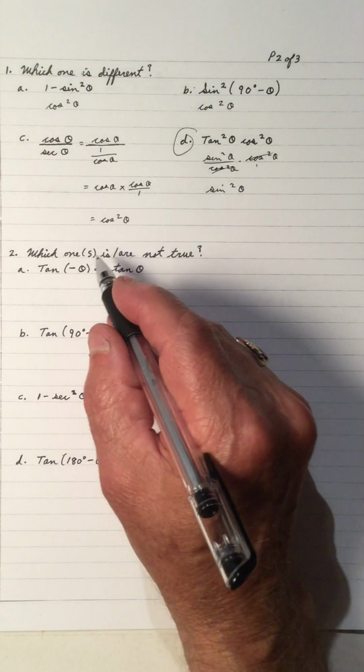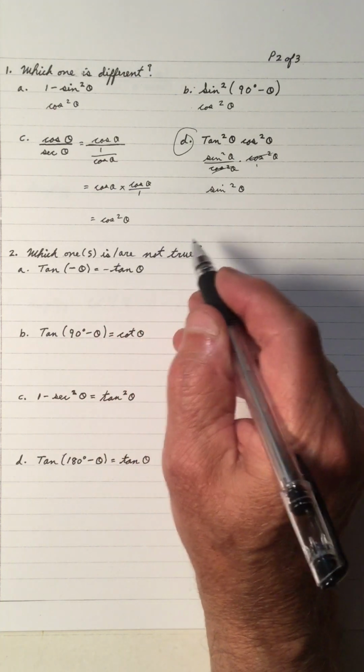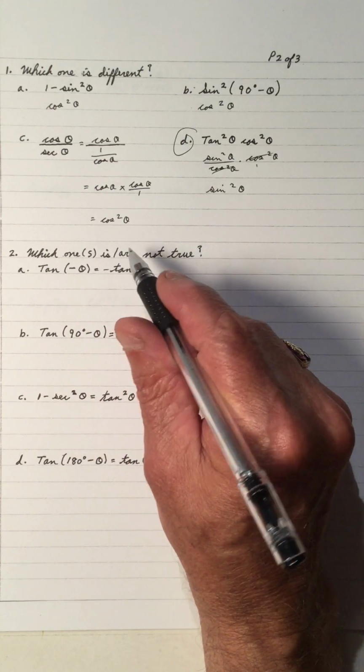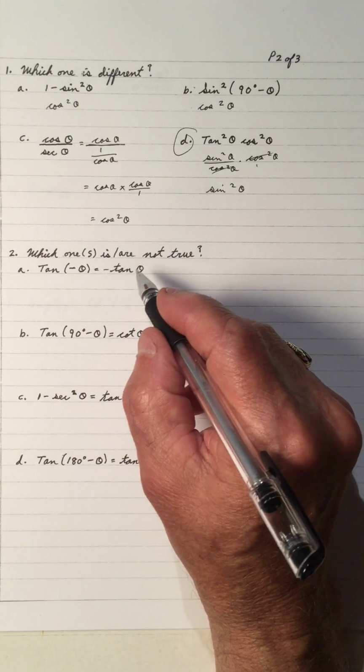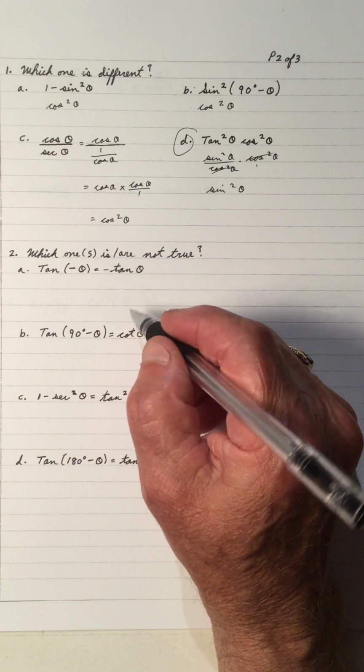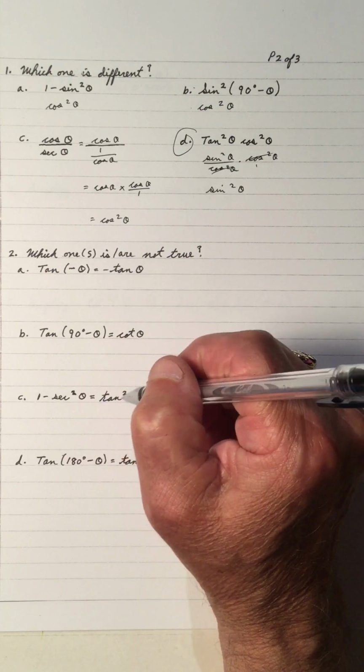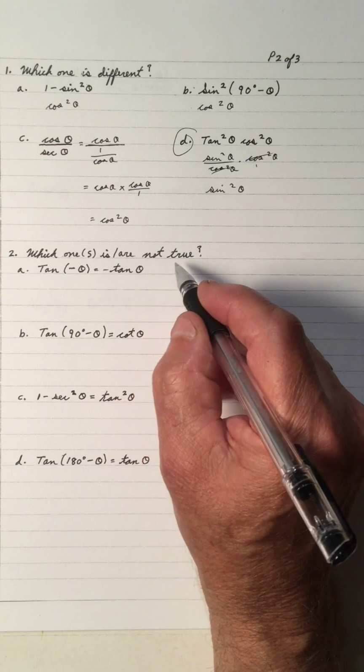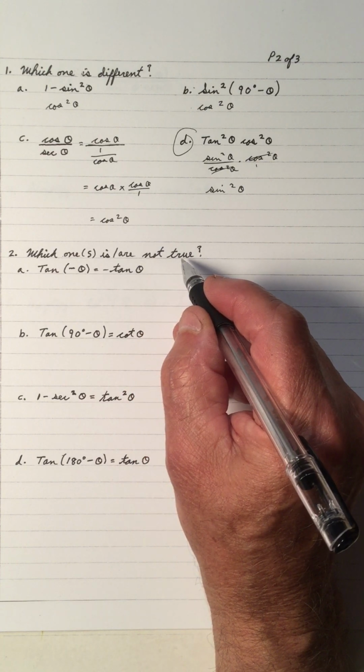Number 2, which one or ones is or are not true? I worded this question that way, so which one is true, which one is false? You've got to go through and say which one is or are not true. In other words, we're looking for the false ones.